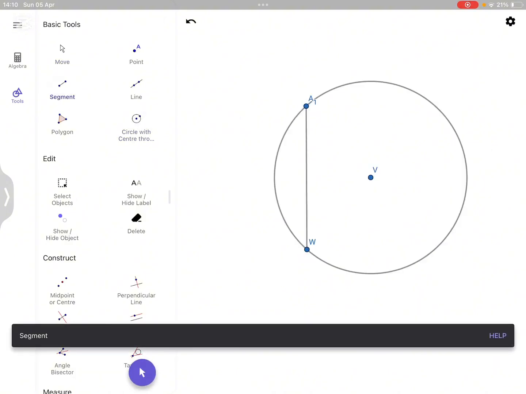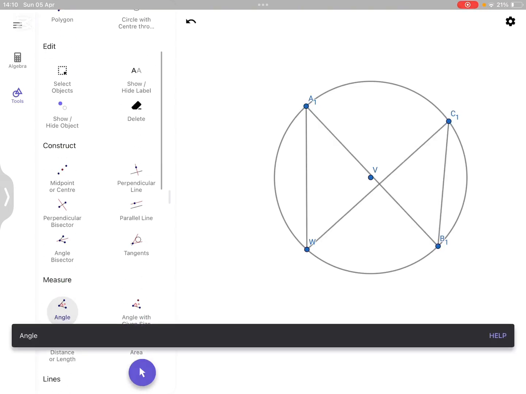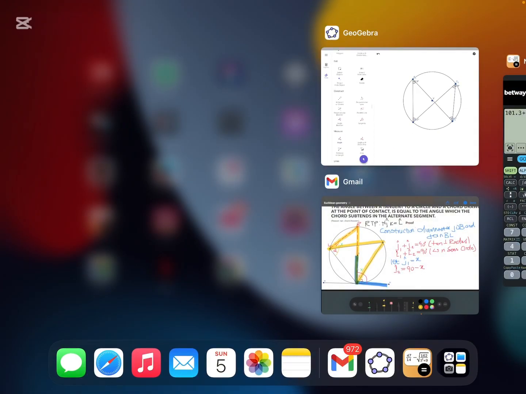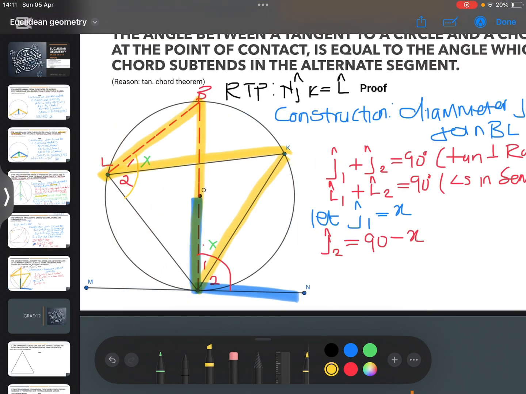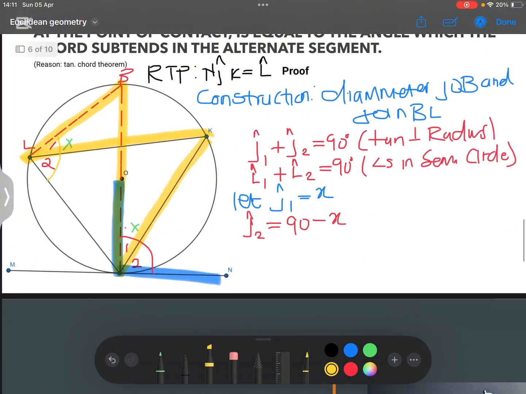We have something of this nature. And then let's look at the angles. You see, the angles are equal. So angles in the same segment are equal. That is 42.9. So those two are equal.